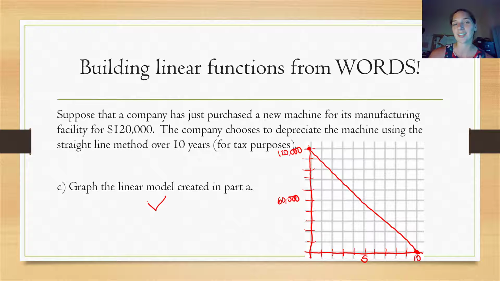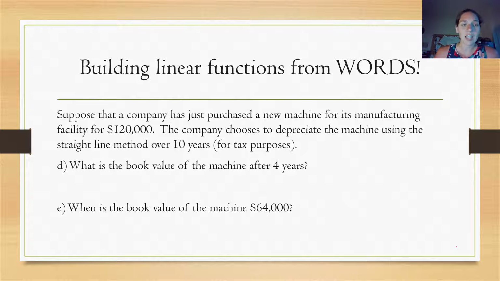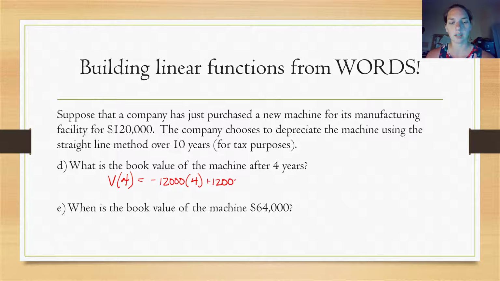See how I can make my Y scale and my X scale be different and be whatever helps me? Make sure you remember you can do that too. Now we want to know what's the book value of the machine after 4 years. So that means we want to know what's V of 4. Negative 12,000 times 4 plus 120,000 is going to be 72,000. So it's worth $72,000 after 4 years according to this method.